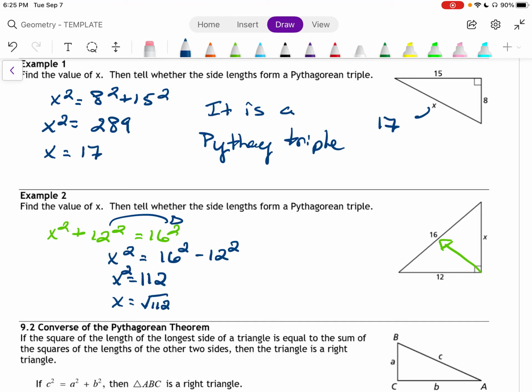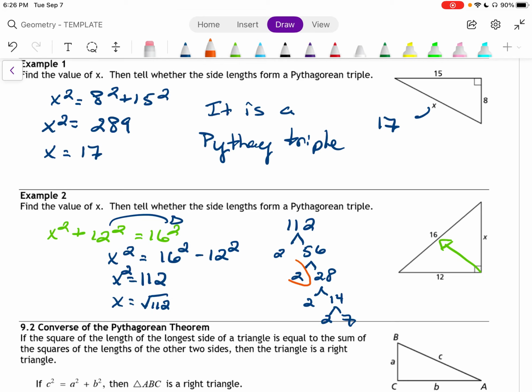It doesn't come out perfectly. What we're going to have to do here is put it in simplest radical form. So I'm going to take my 112, and I'm going to split it up. I know that it's even, so I'll just go ahead and divide by 2. I have a 2 and then 56. Dividing by 2 again gives me 2 and 28. And then I have 2 and 14, 2, and 7.